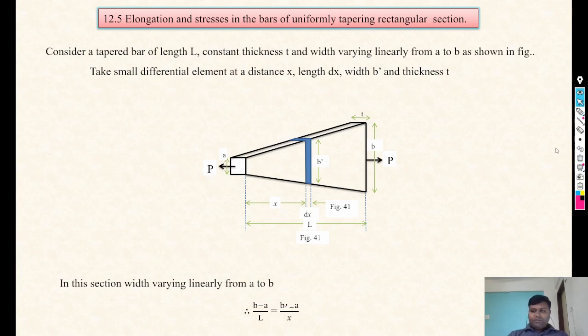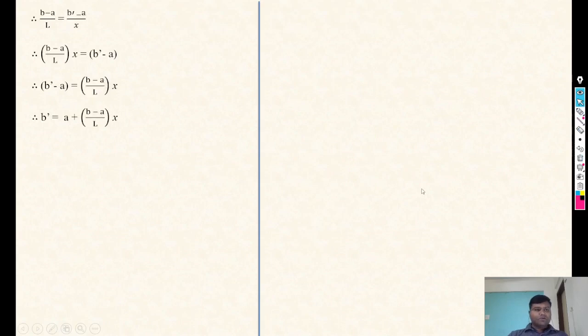But what is our aim? To calculate this b dash. So just take this x to the right side or left side. Take this x on the left side. So here (b minus a) by L is equal to (b dash minus a) by x. Just take x to the left side. So ((b minus a) by L) multiplied by x is equal to b dash minus a.